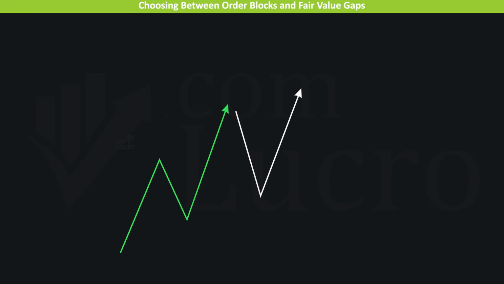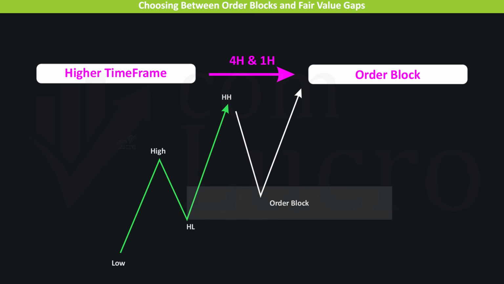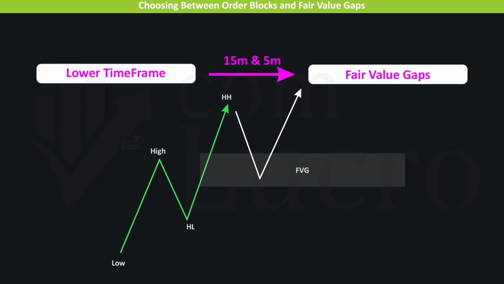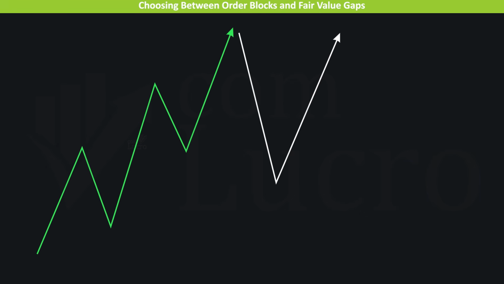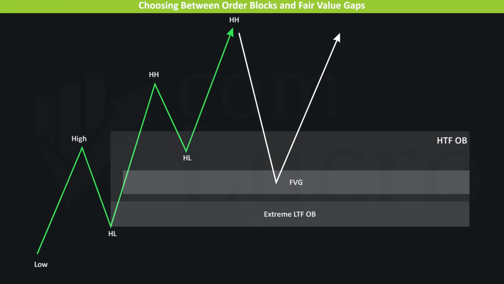On higher time frames such as the 1 hour or 4 hour chart, price generally shows a stronger reaction to order blocks rather than fair value gaps. But when we move down to the lower time frames, price is far more likely to respect the fair value gaps instead of extreme order blocks positioned at the outer edges of the move. So let us imagine that price forms a structure like this on the lower time frame.